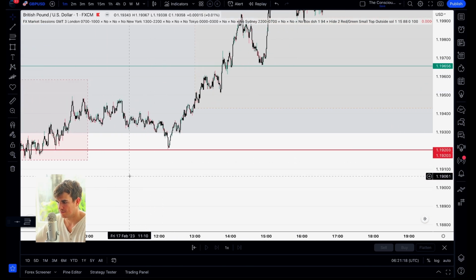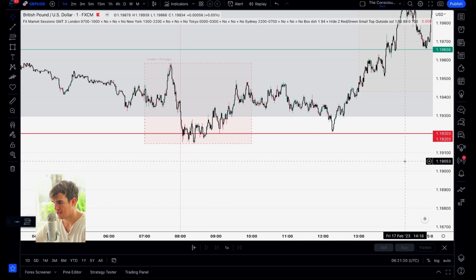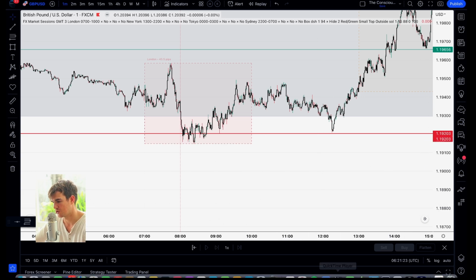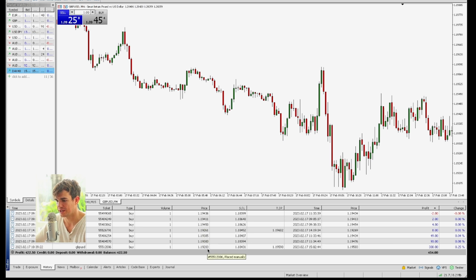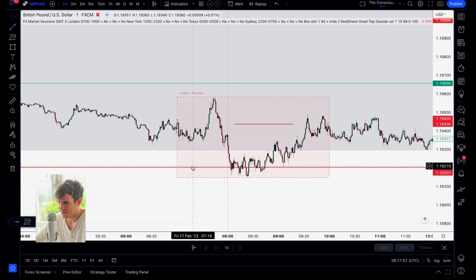Where did I get in? I got in at 119203. So let's see that. 119203. Where was my worst position? 19436. Okay, so we have these lines now which indicate our price.